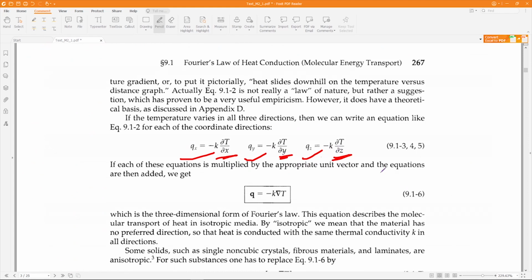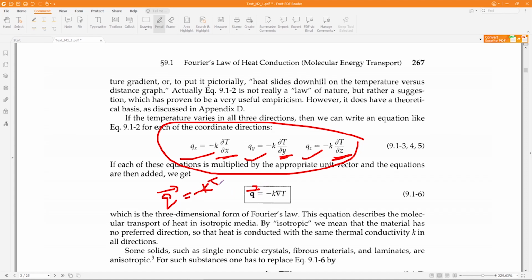In vector form, you can write this q in bold, which means it is a vector. While writing on paper, you write it like this: minus k, and you know this is the nabla gradient operator, and T is a scalar. If you take the gradient of temperature, that becomes a vector, and that's why this is also a vector.